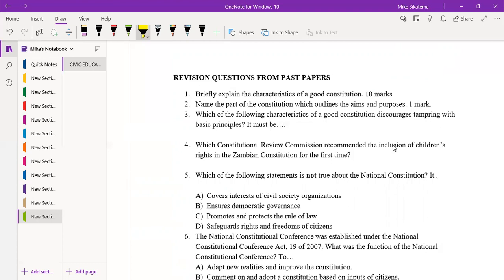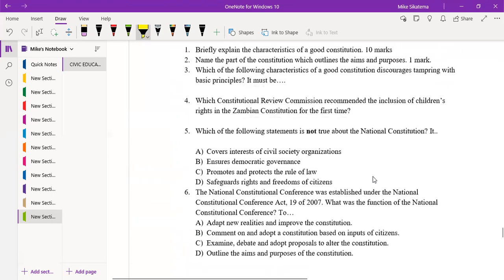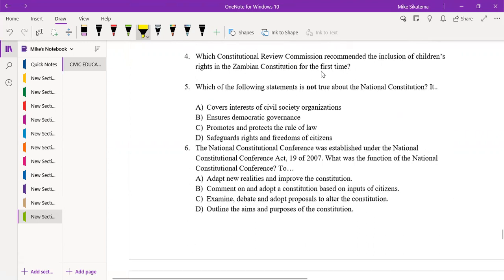Briefly explain characteristics of a good constitution. Name the parts of the constitution which outline the aims and purposes. Which of the following characteristics of a good constitution discourages tampering with basic principles? Is it flexible? Is it stable? Is it rigid? Research: which Constitutional Review Commission recommended the inclusion of children's rights in the Zambian Constitution for the first time?